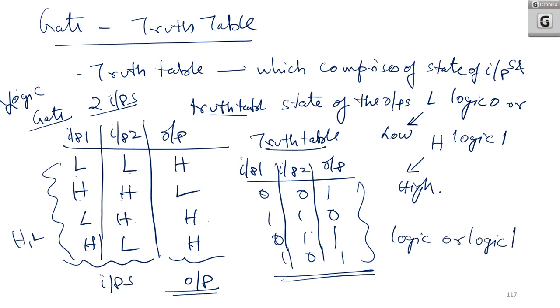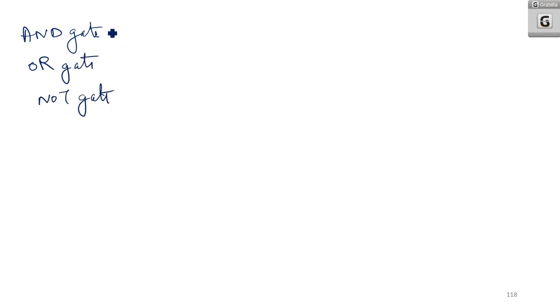So with that I am stopping here with an introduction to gates. In the next lecture, we will be dealing with the AND gate, OR gate, and NOT gate. These are the basic gates.